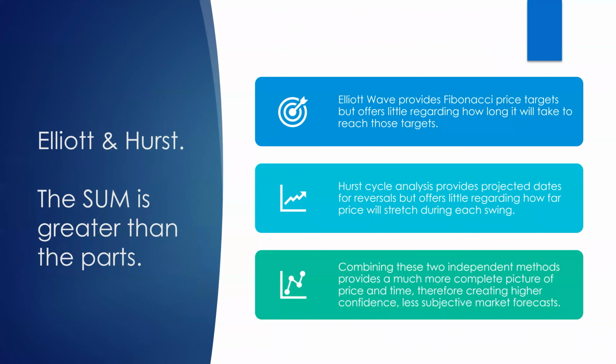Elliott wave theory and Hurst cycle analysis approach the market in very different ways. In my opinion, they complement each other perfectly. For example, Elliott wave provides Fibonacci price targets, but offers little regarding how long it will take to reach those targets. Hurst cycle analysis provides projected dates for reversals, but offers little regarding how far price will stretch during each swing. Combining these two independent methods provides a much more complete picture of price and time, therefore creating higher confidence, less subjective market forecasts.